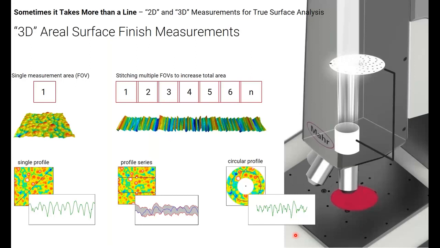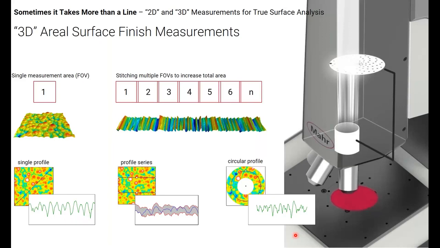A single measurement area, we call it a field of view, FOV for short. It's usually square or rectangle. For a 20x lens, for example, it's about 0.8 millimeters by 0.8 millimeters. In that small area, we can already start doing some surface analysis, some surface roughness measurements. However, just as ISO provides guidelines for profile measurements, ISO also provides some size guidelines for 3D measurements. They're a little more flexible, but they do provide them.